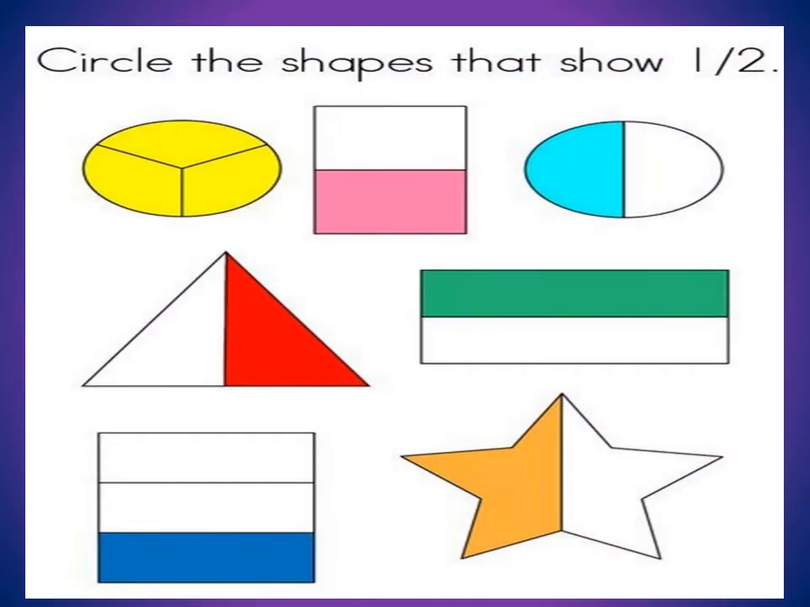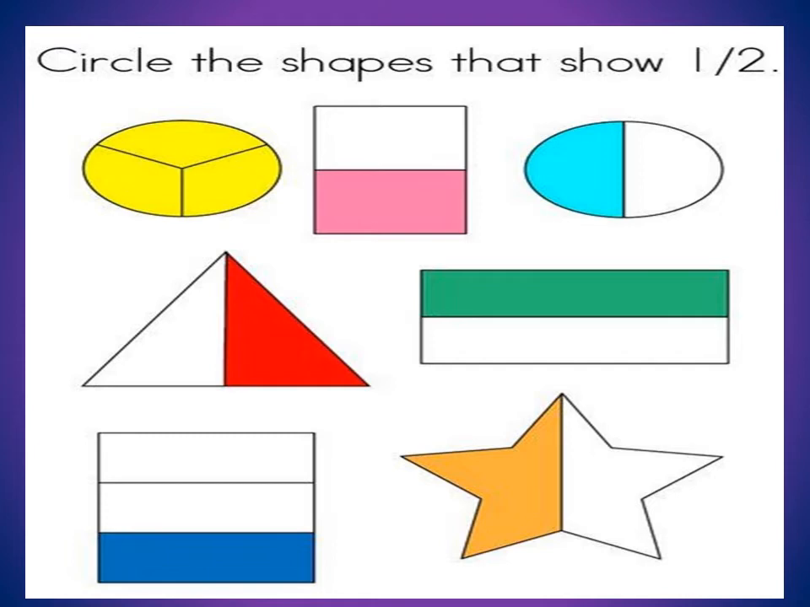Now the question is, circle the shapes that show half. So here different shapes are given. Whoever's answer is half, that you have to circle. Now first one, here the circle is given, it is divided into 3 equal parts and all the parts are being shaded. So that means 3 upon 3 is the answer. 3 upon 3 comes to 1. So the answer for this first figure is not half.